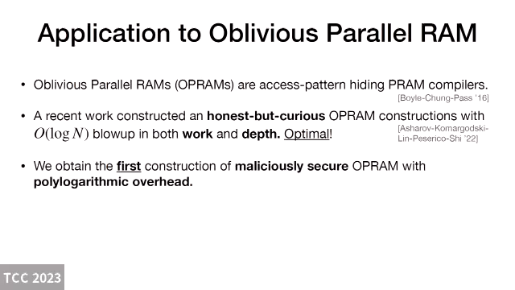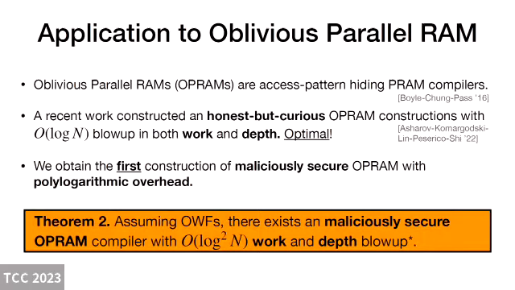And I forgot to mention this, Larsen and Nielsen in 2018. As a corollary of our previous result, we obtain the first construction of maliciously secure OPRAM with polylogarithmic overhead. By directly composing our memory checker with the existing OPRAM construction, we obtain a maliciously secure OPRAM compiler with O(log² n) work and depth blow-up. The asterisk here is just to say this is not actually worst case, because the underlying construction is not worst case.